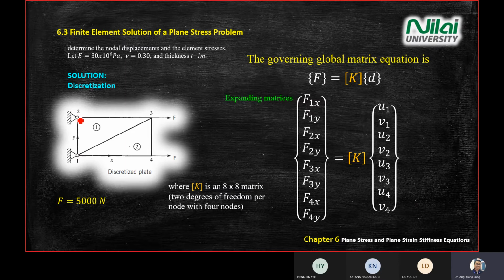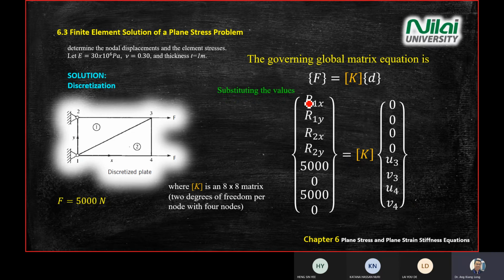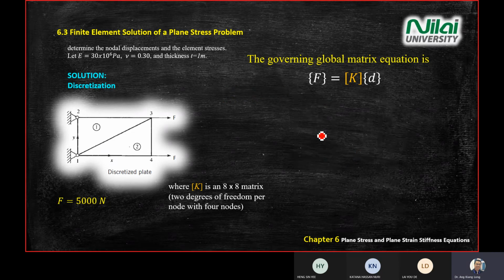Point 2, you close 2 values. So actually you close 4 degrees of freedom. You reduce the 8 times 8 matrix to a 4 times 4 matrix. Okay. And then this is the substitution of all the F values that you have.